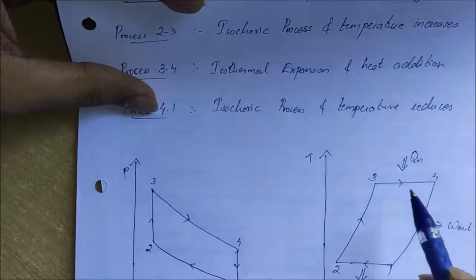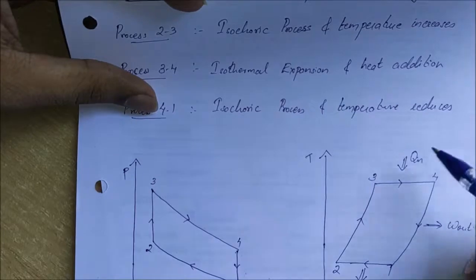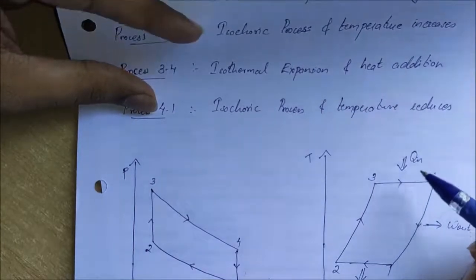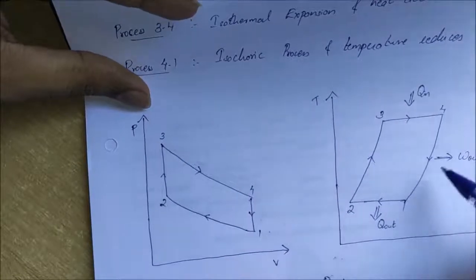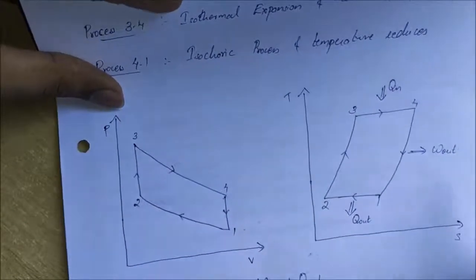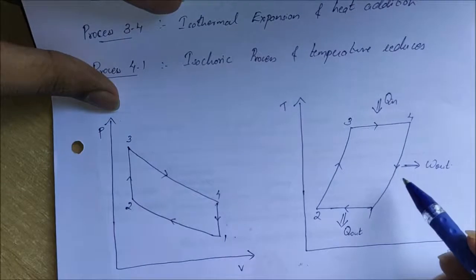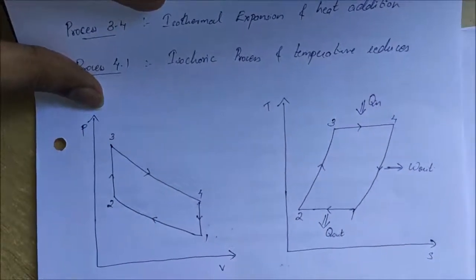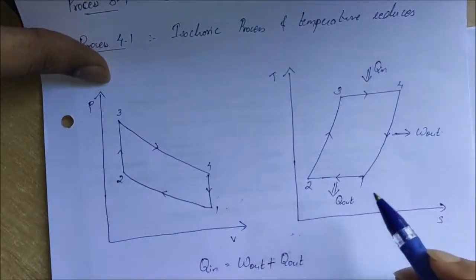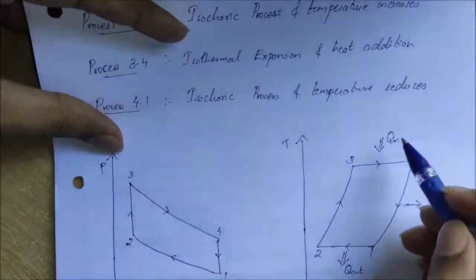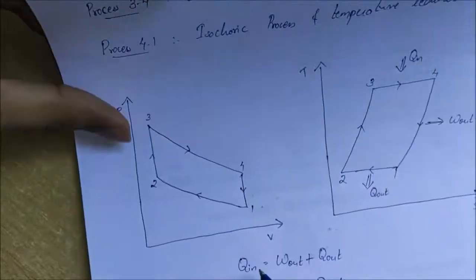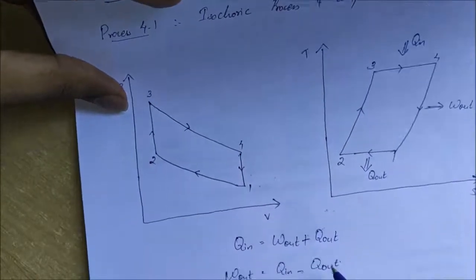Okay, so in the process 3 to 4, heat is getting added, that is Q in. I have marked here Q in; the process 3 to 4 is a heat addition process. And in the process 4 to 1, I am getting the work output. You can see here for the process 4 to 1, I am getting the work output. And process 1 to 2 is the heat rejection process. So what is Q in? Can I write the expression for Q in as W out plus Q out?